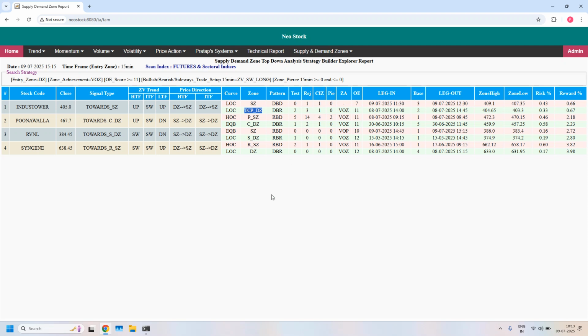See, some of these demand zones are already tested. This one already tested thrice. This is already tested twice. This is already tested once. That means previous reports, if they might have listed, we would have already got some trades from these zones.